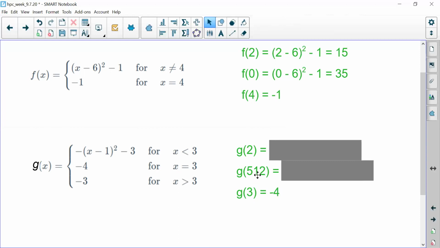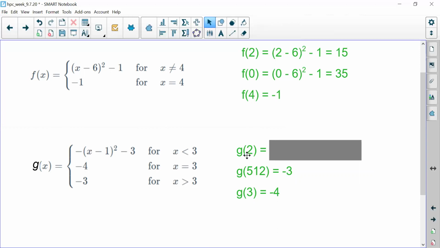What about g of 512? 512 is not less than 3, so I'm not doing this one. 512 doesn't equal 3, so I'm not doing this one. 512 is greater than 3, so I'm doing this one. G of 512 is negative 3.